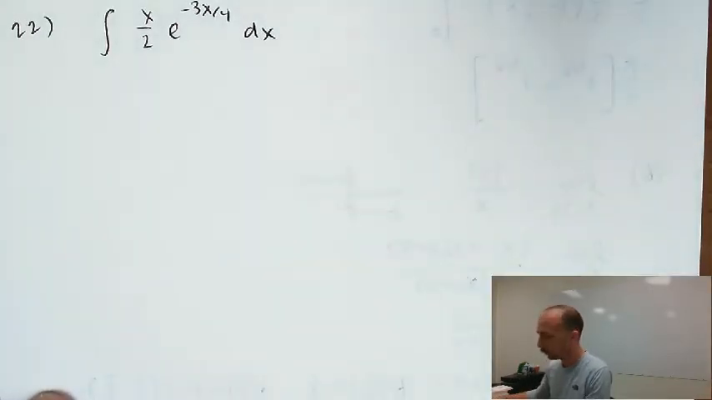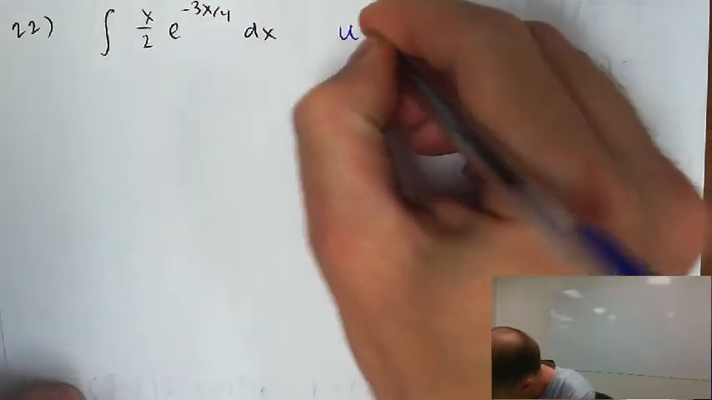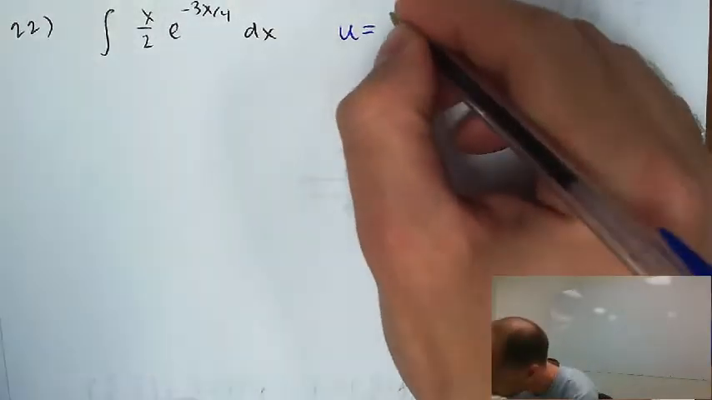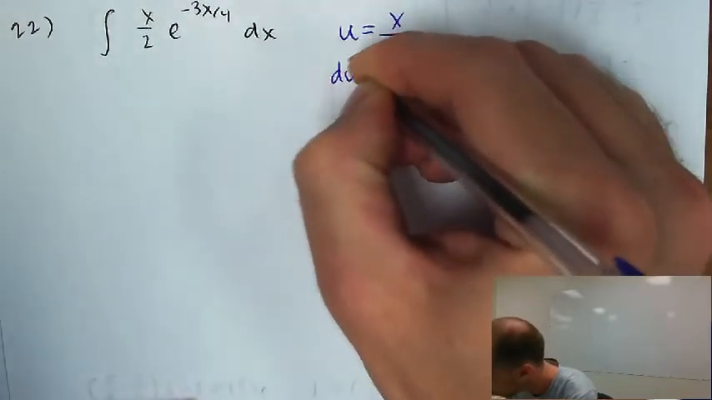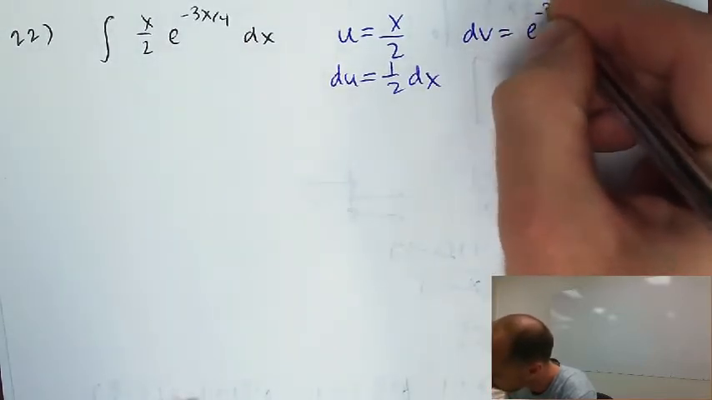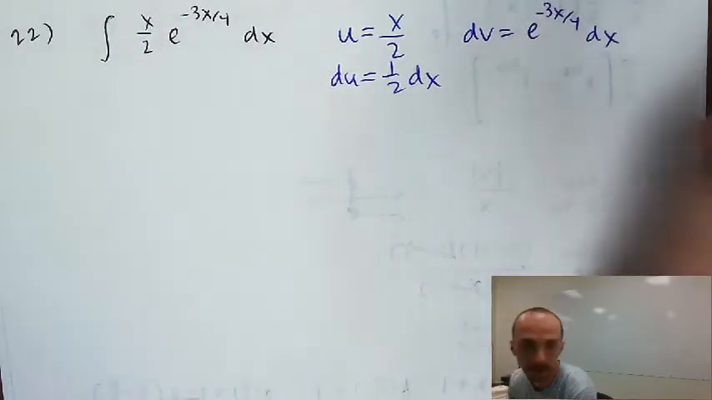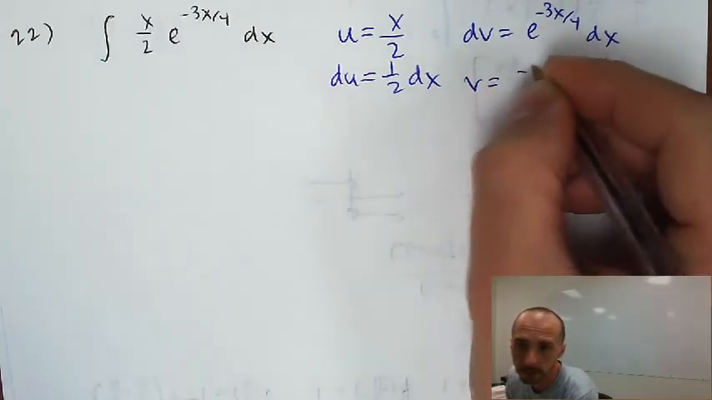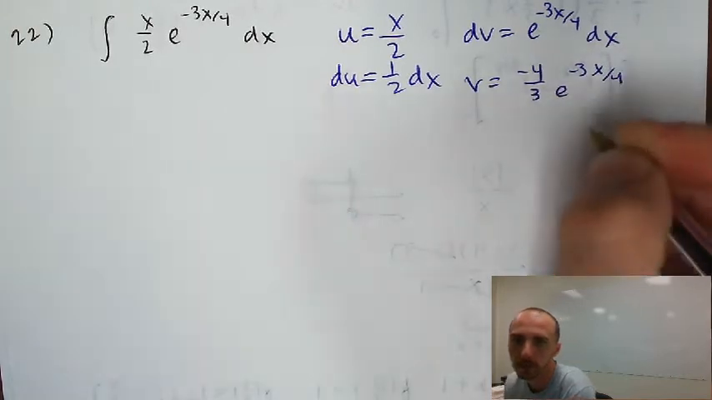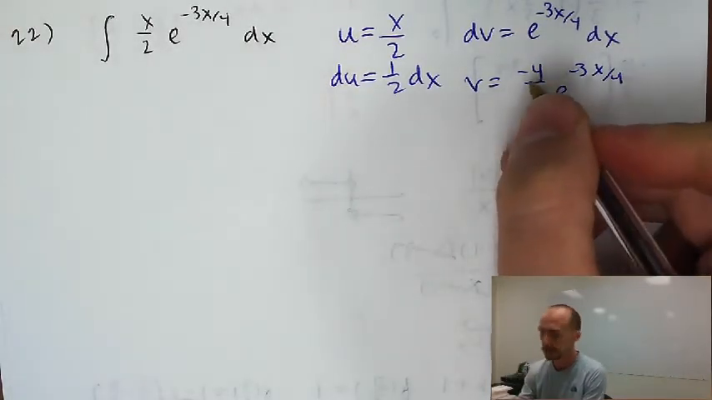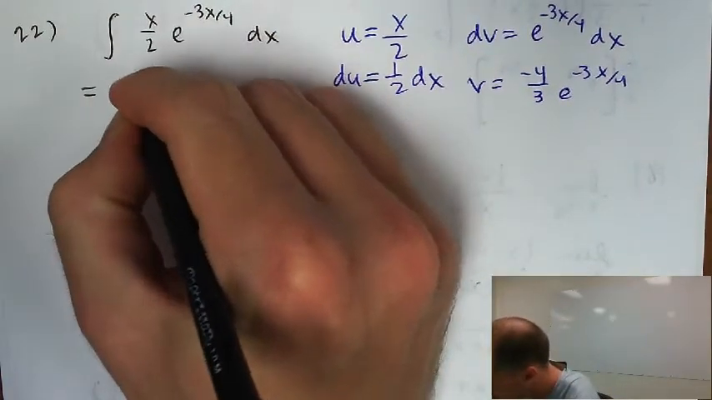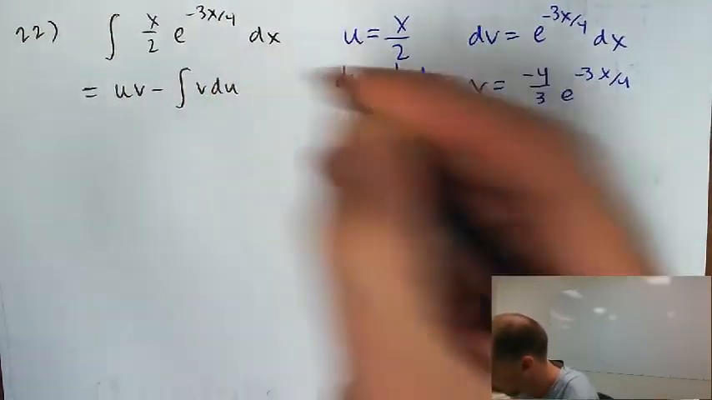So I'm going to let u equal, well, I late algebra before exponential, so u needs to be x divided by 2. And dv needs to be the other thing, e to the negative 3x divided by 4 dx. I need an antiderivative for that. And so that's going to be negative 4/3 e to the negative 3/4 x. And now I know that this is equal to uv minus the integral of v du.